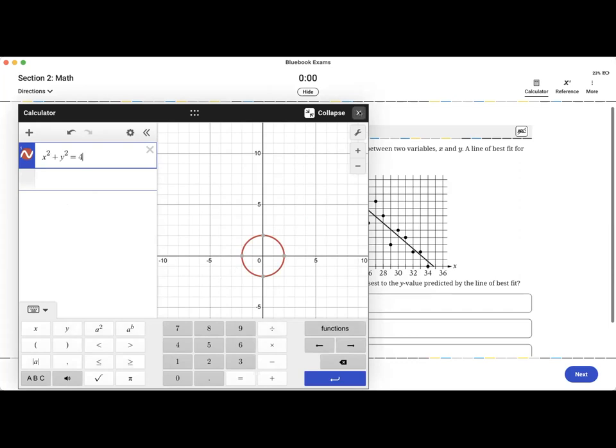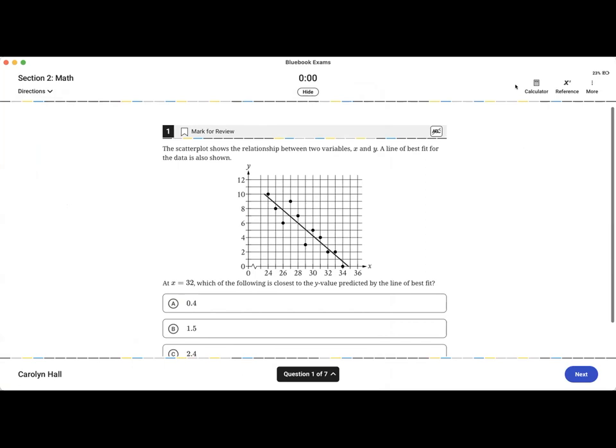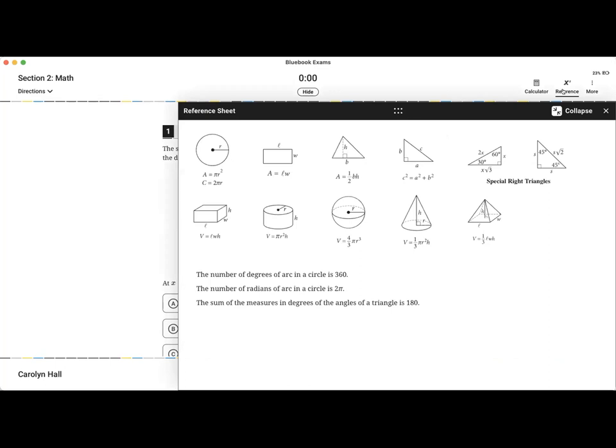You do not have to use this calculator. You are welcome to use your graphing calculator that you've been trained on in a lot of your math classes at Kirkwood High School. This reference sheet provides you with some formulas that should be obvious by now, but just in case you forgot the area of a rectangle, it's here for you. Same for triangles, circles, some volume, your special right triangles are listed, and then they remind you of some basics about the degrees in a circle and radians and in degrees, and that a triangle adds up to 180 degrees. So that formula sheet is there for you.